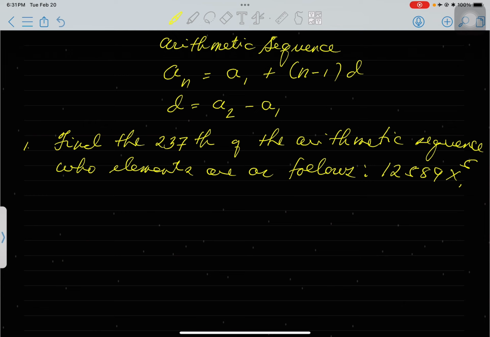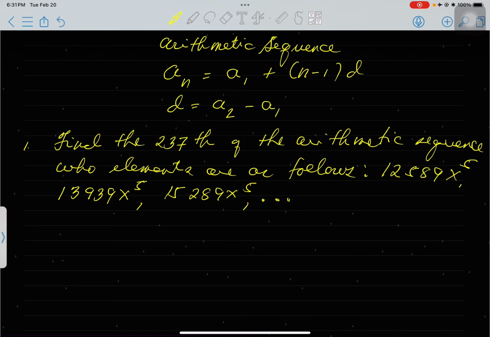Then we have the following: 13,939 x to the power of 5. Then followed by 15,289 x raised to the power of 5, and so on and so forth. I have here the sign of infinity, which means that it would be the succession of the following terms or the following elements.